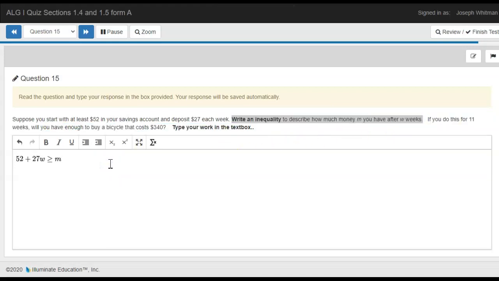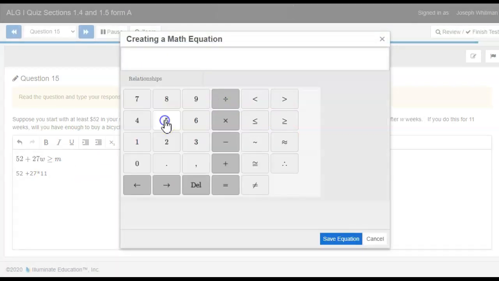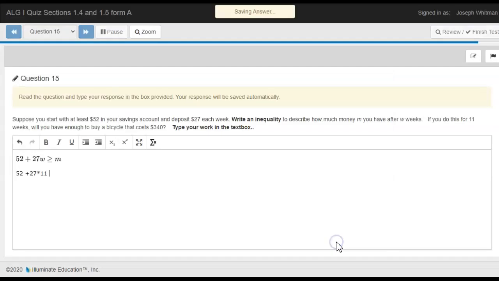Now it says if you do this for 11 weeks. So I have to do 52 plus 27, and this is one of the many ways I could do this, times 11. I could also just do my one symbol that I don't have on my keyboard, 52 plus 27 times 11. Would you have enough money to buy a bicycle?